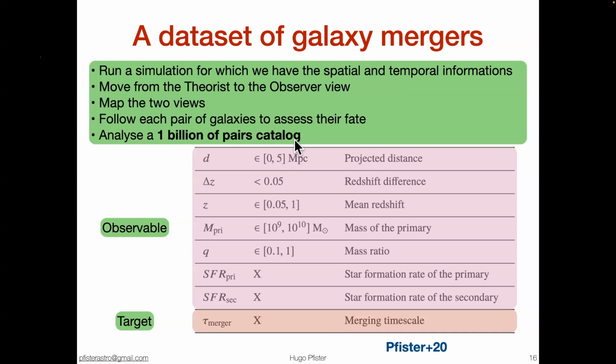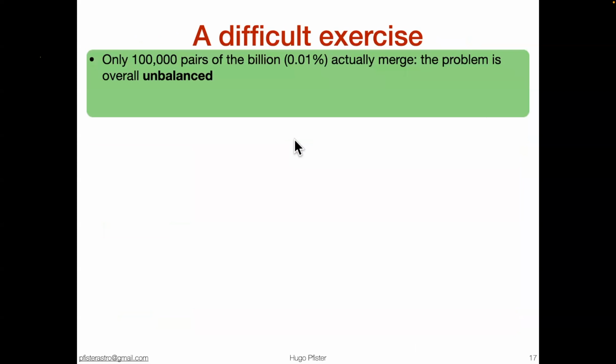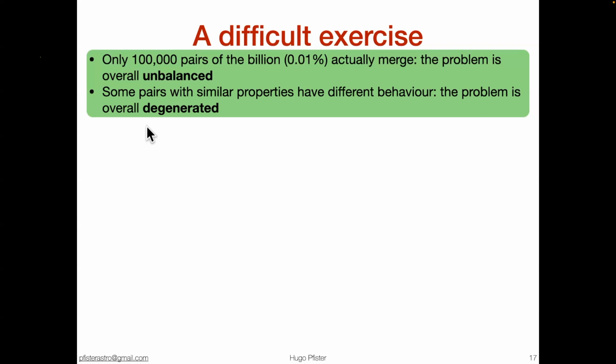So when you have this catalog, you can start to look at very simple quantities. If you want to know if galaxies merge, it's a very difficult problem because out of the 1 billion pairs that we have, there are 100,000 that merge, that is 0.01% of the pairs. So it's a highly unbalanced problem. 0.01% of the galaxies merge, and the rest is not merging. The fact that it's unbalanced is kind of expected because usually pairs are very far apart. But the thing that we didn't know until we analyzed the catalog is that it's a very degenerate problem.